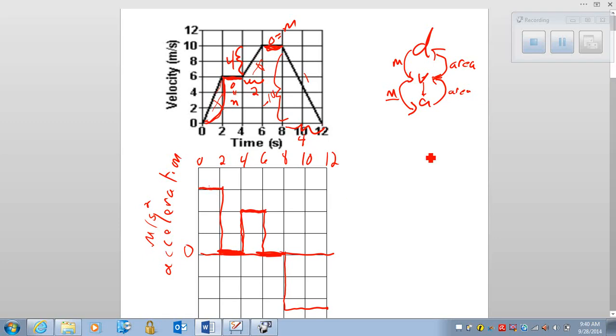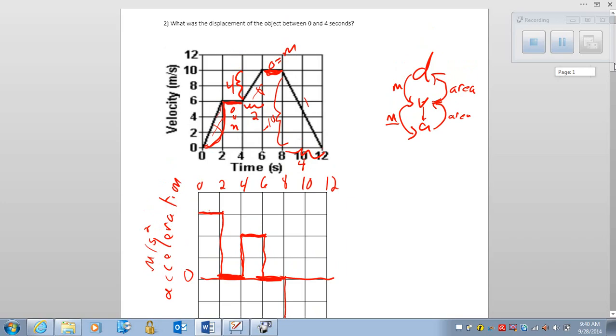Your velocity, you're going to be asked to do the same type of thing, and your velocity time graph will be transposed into a very boxy-like looking acceleration graph.